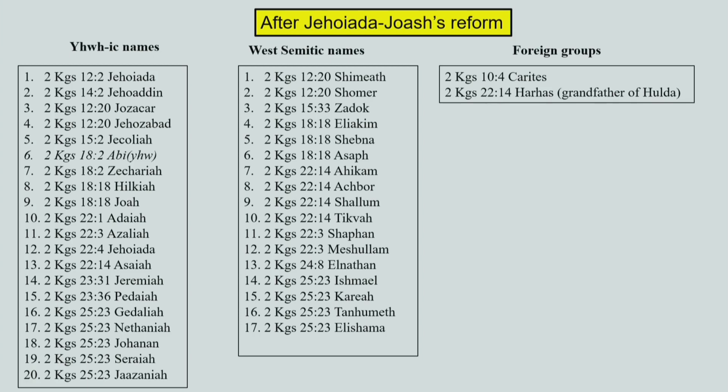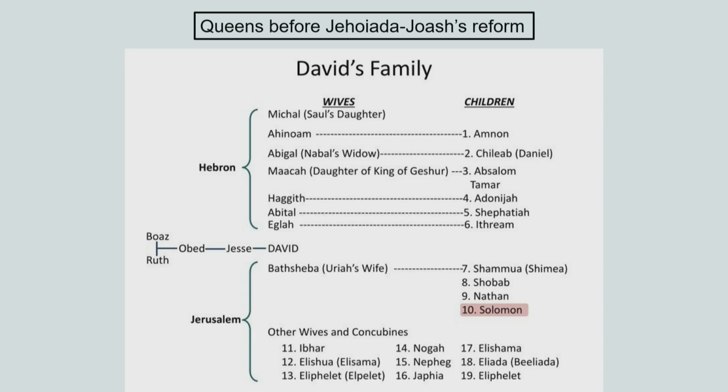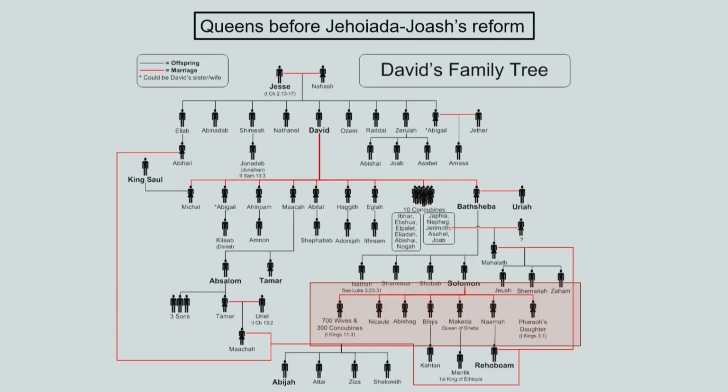I don't know whether you have ever been interested in the queens of Israel. So these are the queens or wives of David. If you look at, for example, Maacah, daughter of King Geshur, there are no Yahwistic names among the queens or the wives of David.